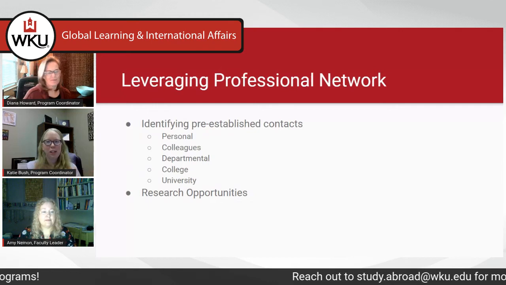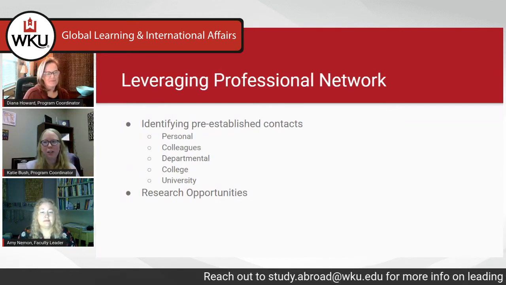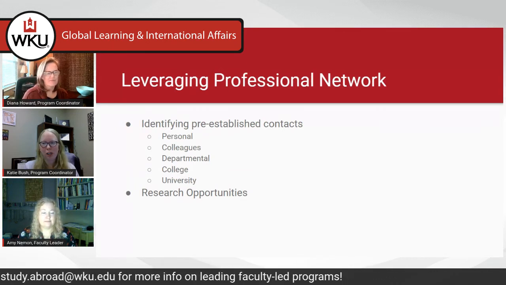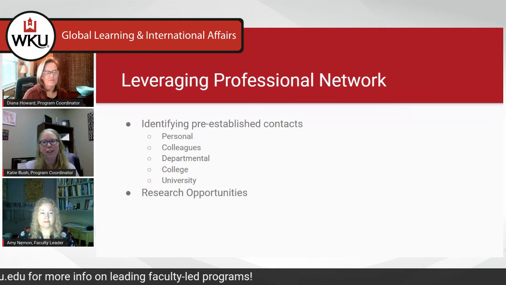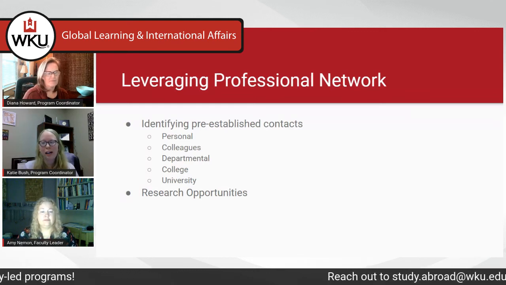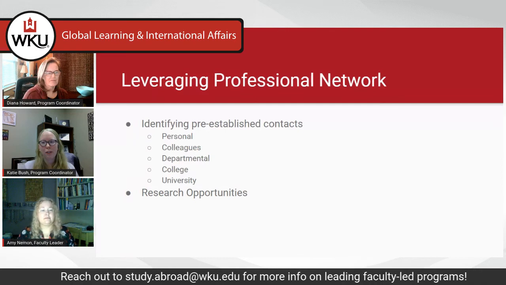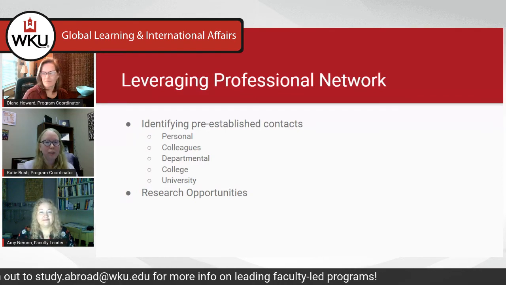All right, so our last consideration is how to leverage your professional network for a successful program. The first step would be to identify any pre-established contacts in the locations you are considering. These could be your own personal contacts, contacts that your colleagues have, or contacts from the department, your college, or just the overall university. GLIA can work with you to identify what partnerships might already be in place.